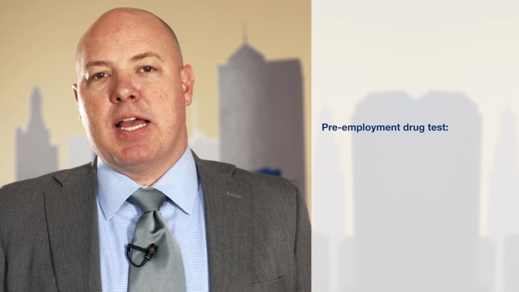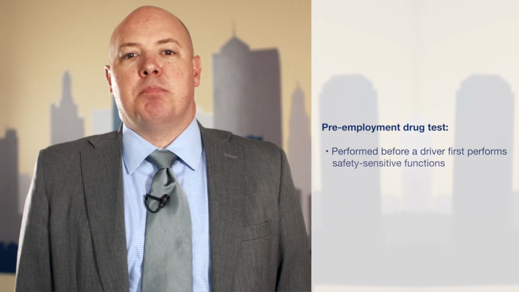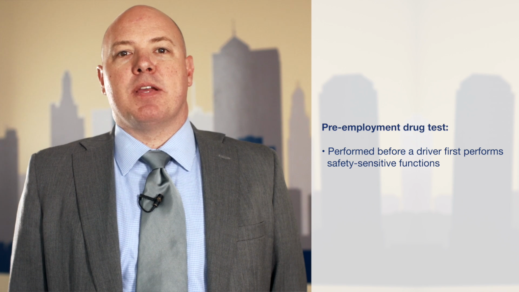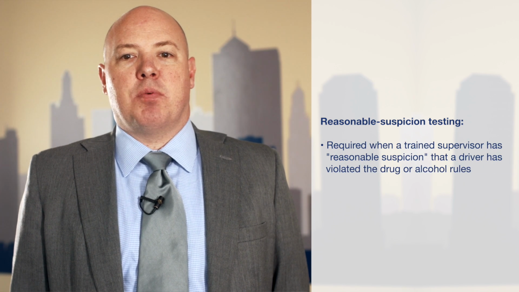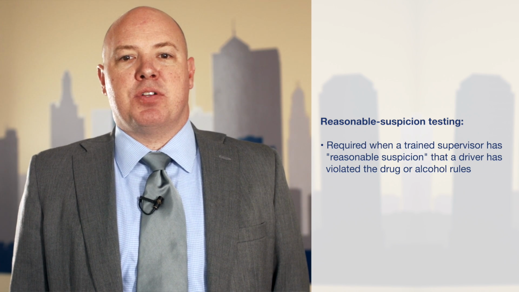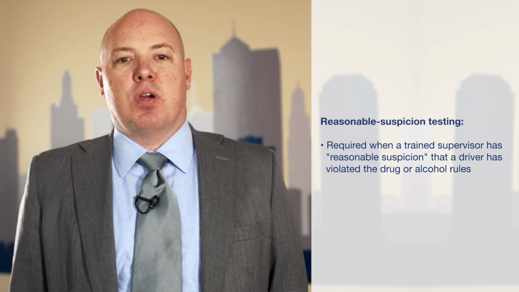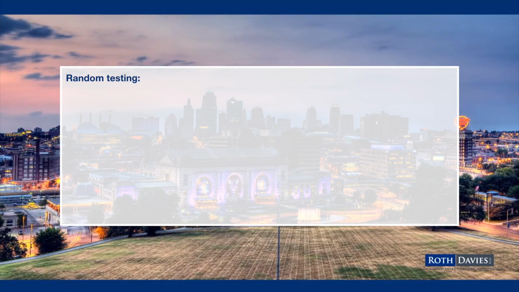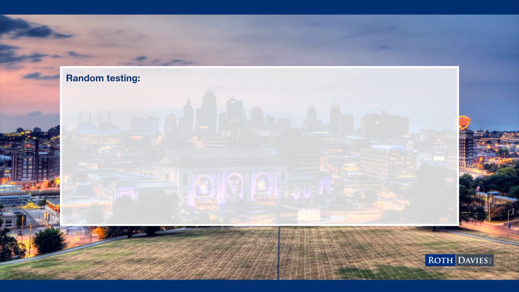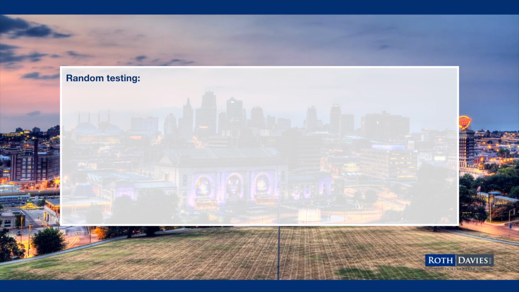Pre-employment drug tests are exactly what it sounds like: a test before a driver is hired to perform a safety-sensitive function. Reasonable suspicion testing is required when a trained supervisor has reasonable suspicion that a driver has violated the drug or alcohol rules. There's also random testing requirements. Here you can see the 6 different requirements for random testing.